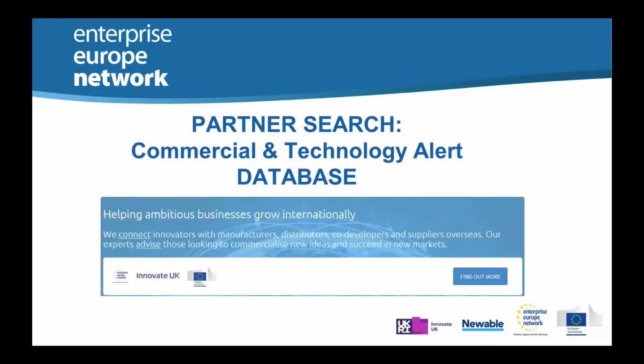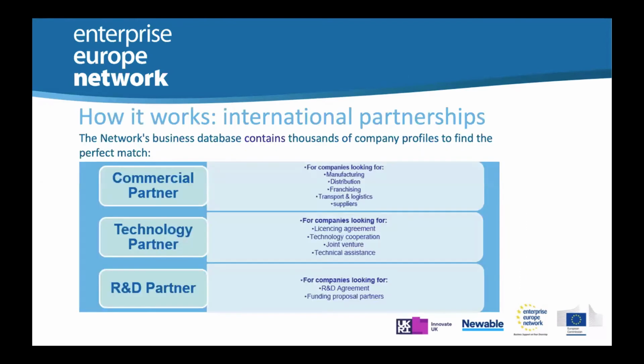And I'll provide a link to this in my follow-up email so that you have a direct link to this partner search database. It's really a very useful tool for anyone trying to build consortia and still finding additional partners. The way it works, the database is basically divided into three different types of partners you can find. One are commercial partners. That's companies looking for manufacturing, distribution, franchising, transport and logistics, or for suppliers. There are technology partners, which covers partners who would know about licensing agreements, technology cooperation, joint ventures, or partners who can provide any technical assistance. And there are also R&D partners, so research and development partners. So if you're looking for research and development agreements or partners for funding proposals, you can look there.